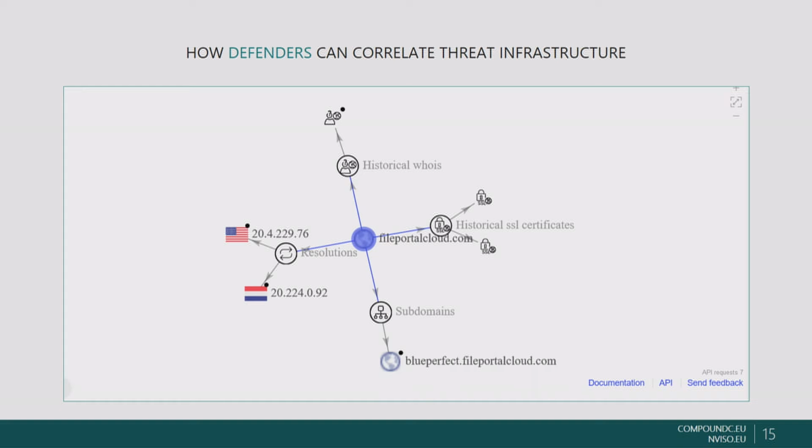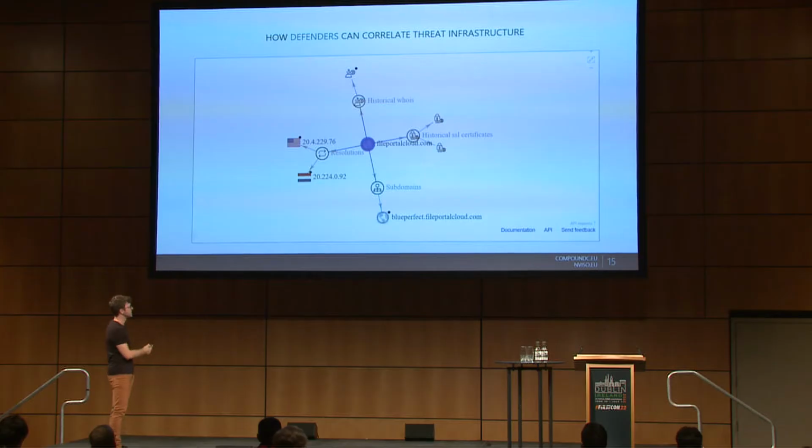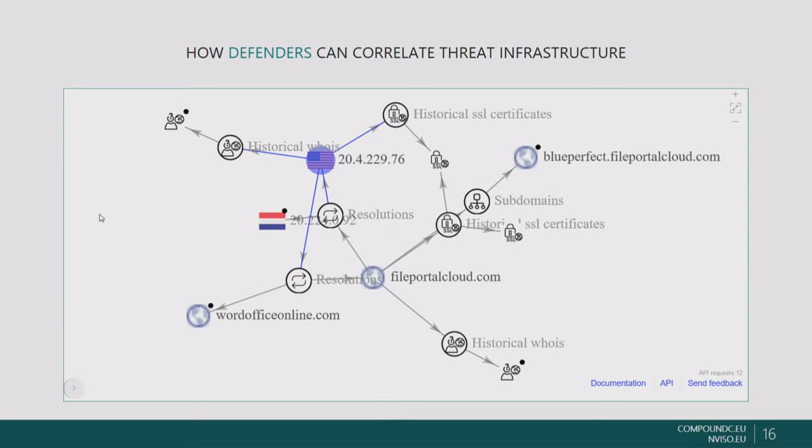So in this slide, I have entered fileportalcloud.com, and VirusTotal automatically gives me a lot of the different nodes correlated to it. We can see here the IP address in the United States. If we double click that, VirusTotal automatically gets all the related nodes from that part, and brings us to here. The funny thing is that new domains are popping up because they have, historically, for example, been pointed to the same IP address as fileportalcloud.com. This way you can start correlating a lot of these different domains to each other.